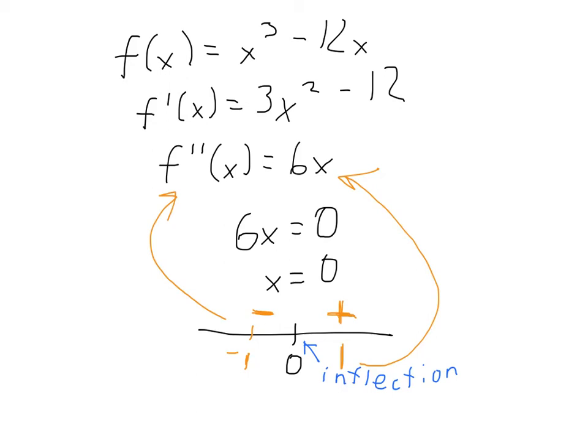This actually wants the entire point. Well, 0 is the x value. To find the y value, we take 0 and we plug it in to the original function. That's how we find our y values. And 0 cubed minus 12 times 0 is 0. So this function inflects right on the origin.